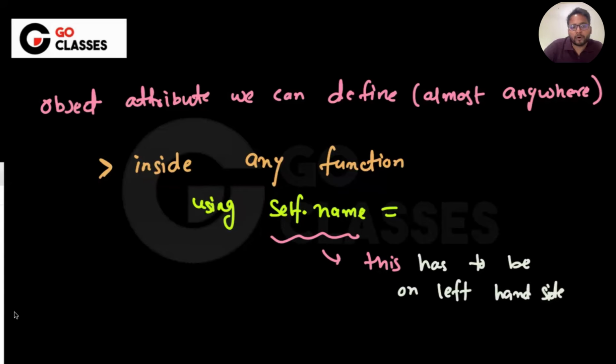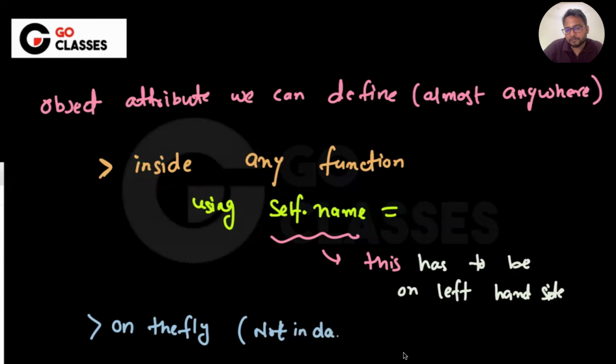Or if you want to define it on the fly, then you can also do it. On the fly means not in the class, but after the object creation.